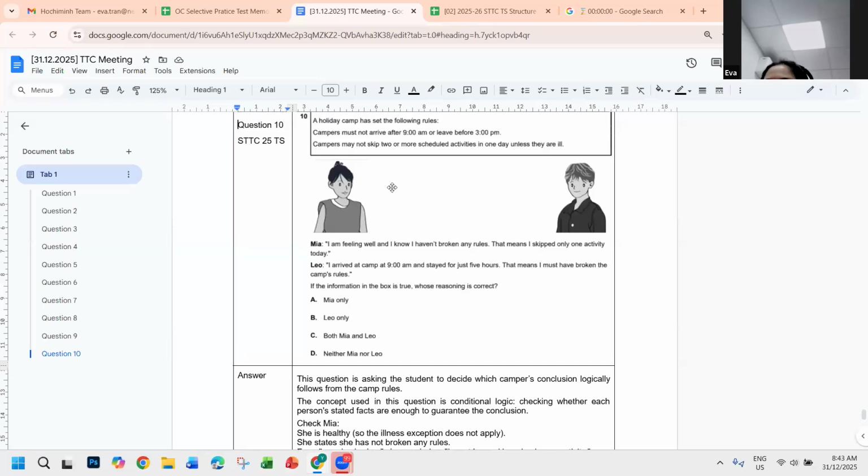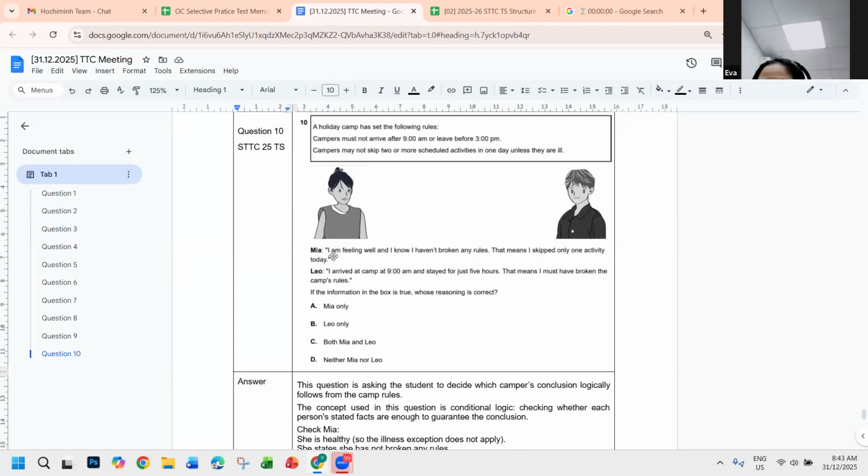If the information in the box is true, is the reasoning correct? We see that Mia says she feels well and hasn't broken any rule. It means that she only skipped one activity today. It is incorrect, because if she didn't skip any activity, she would still keep the rule.